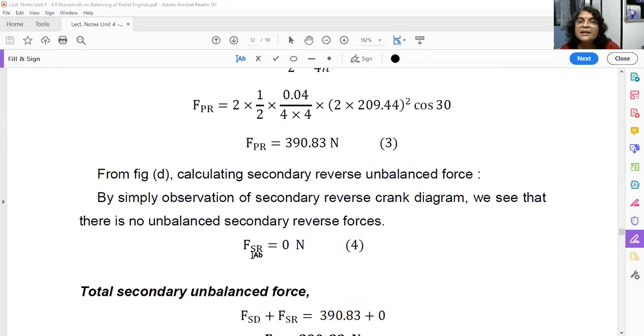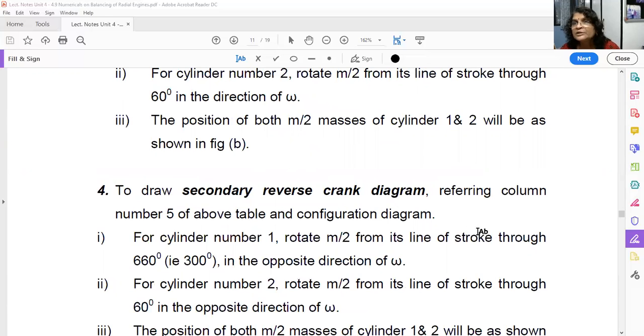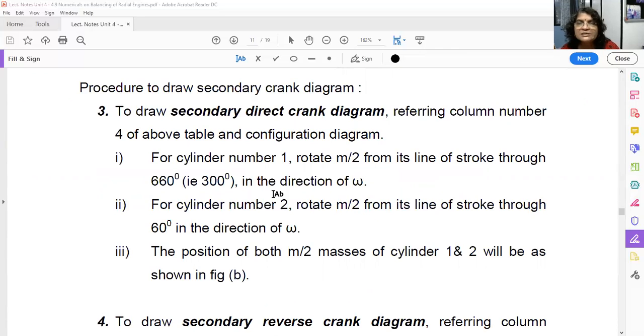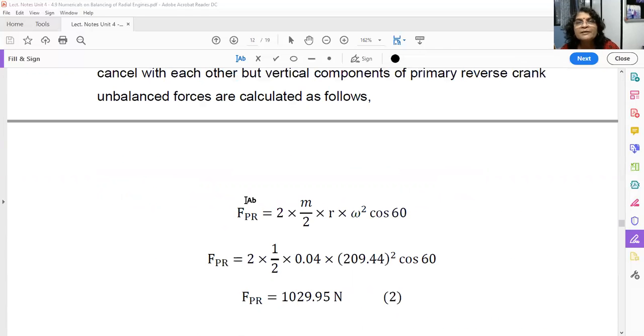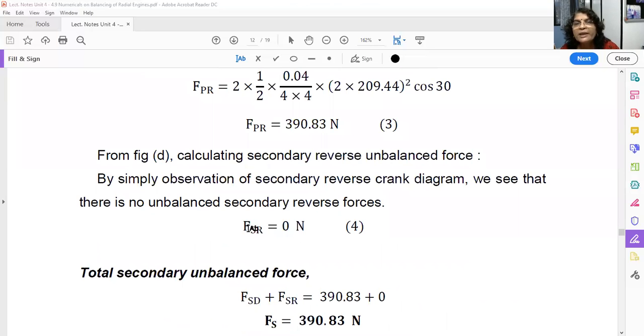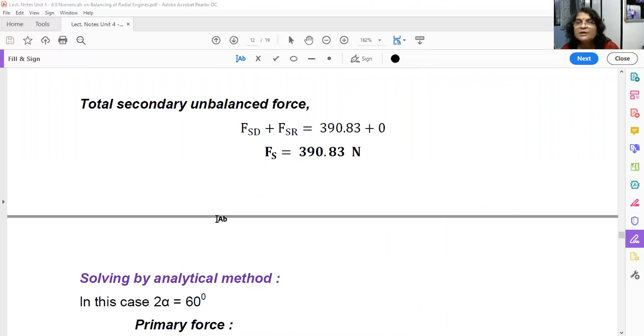Okay. Now what is the secondary reverse unbalanced force? Go to this diagram. See, this is the secondary reverse unbalanced forces. There are no unbalanced forces because this m by 2 r omega square upon n will be balanced by m by 2 r omega square upon n. Okay. So what is the total unbalanced force? See here. This is 390.83 and this is 0. So FSD plus FSR is equal to 390.83. Okay. So like this, we can find out secondary and primary unbalanced forces by using the direct and reverse crank method.